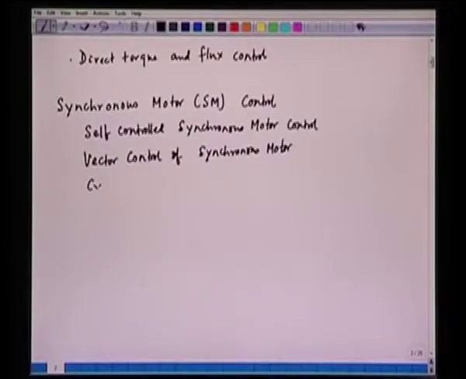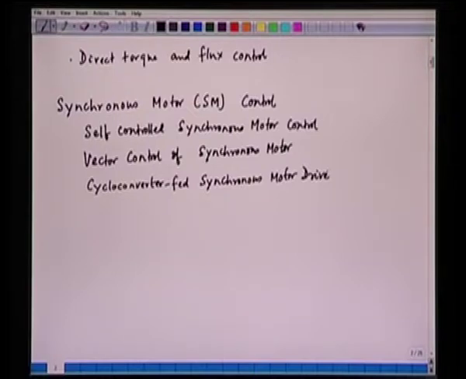Mine winders, very large drive but low speed. So, these are basically typical application of synchronous machine. Now, when we talk about the synchronous machine control, we will also be talking about this kind of application, and one of these applications is cycloconverter fed synchronous motor drive.